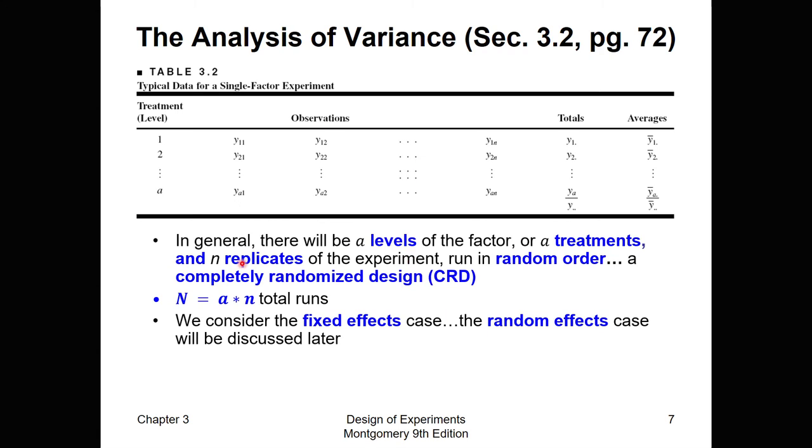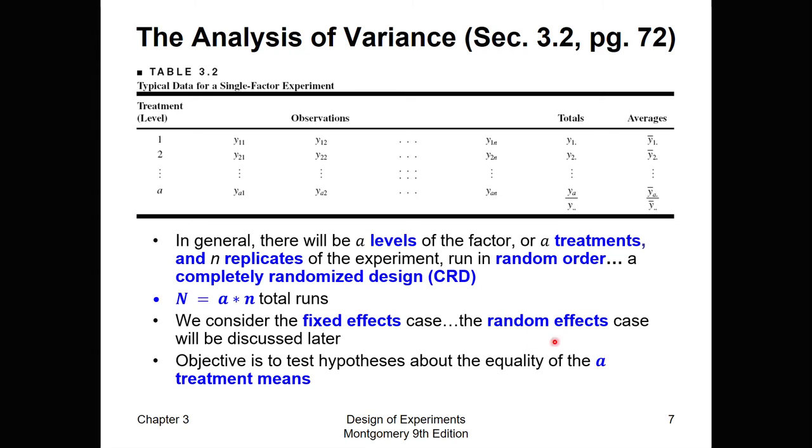So we're considering the fixed case. We'll talk about the random effects case later. It's a little bit different than this. And the objective is to test hypotheses about the equality of each of these groups. So I'm saying, is the etch rate of each of these different groups the same? Or in general, is the mean of each of these groups the same?